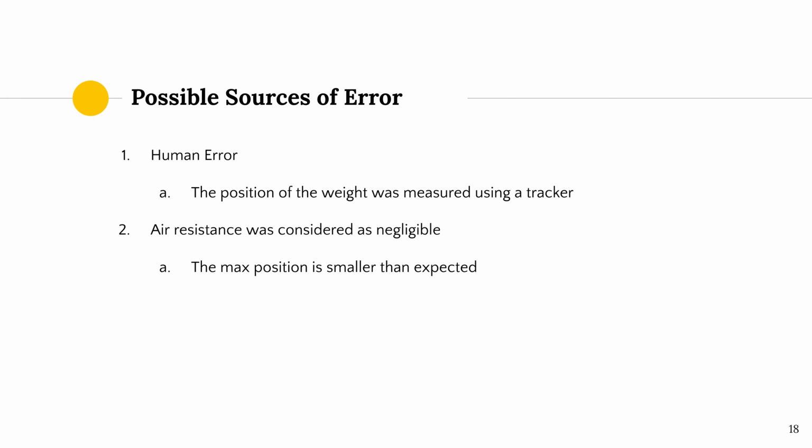There are 2 possible sources of error. First, there was a human error because the position of the weight was measured using a tracker. Second, the air resistance was assumed to be negligible, but it is present in real life.